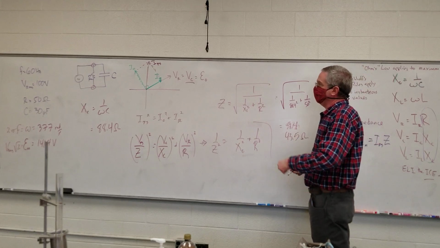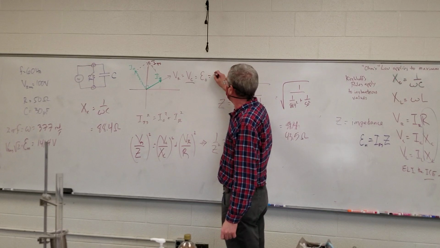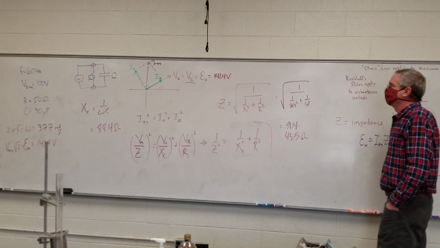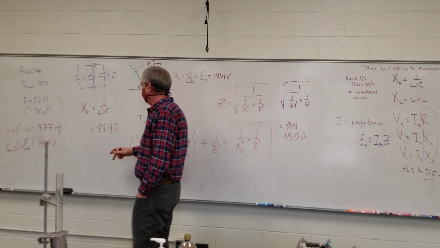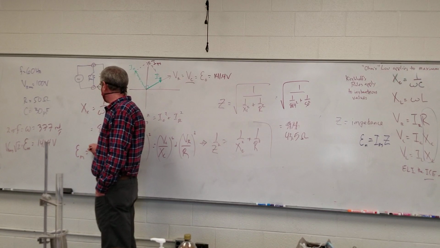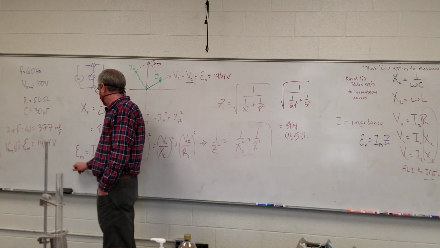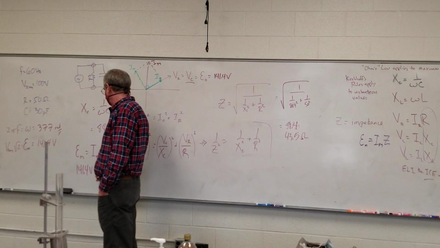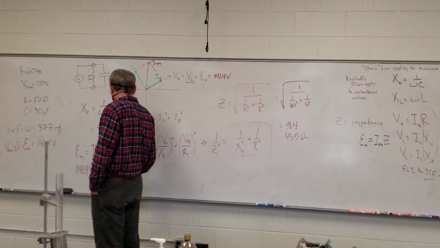Let's start working it bit by bit. I know the maximum voltage in our problem is equal to 141.4 volts. I know that my maximum voltage coming out of the power supply is equal to my maximum current coming out of the power supply times my impedance. So that's 141.4 volts is equal to current from the power supply times 43.5 ohms.